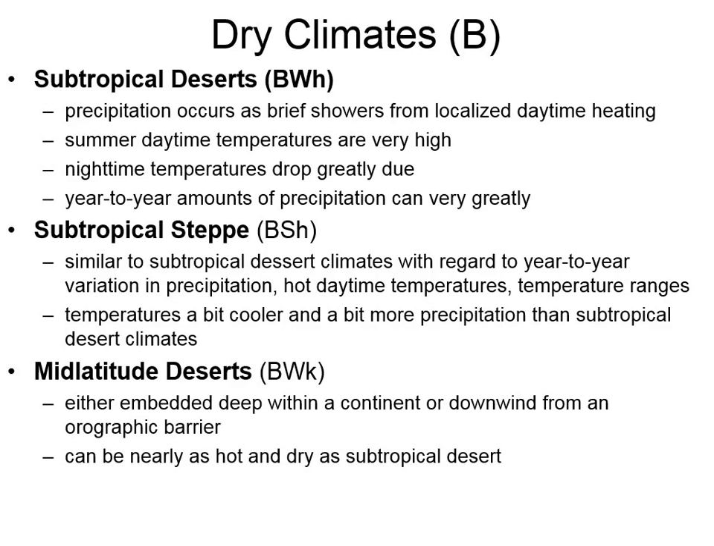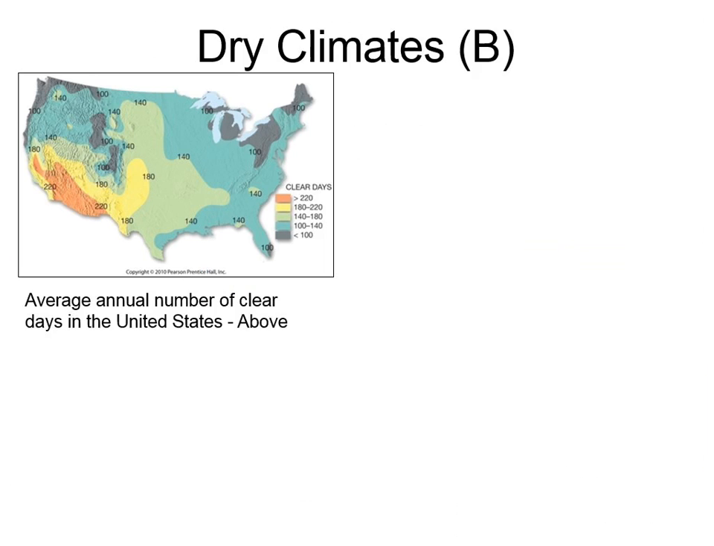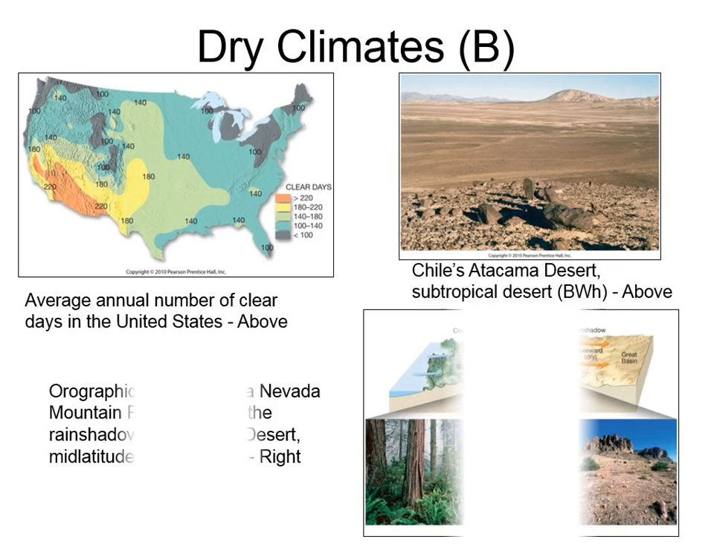Not a whole lot to add here. B-type climates, and there are 4 climatograms over there on the right. They vary a little bit.